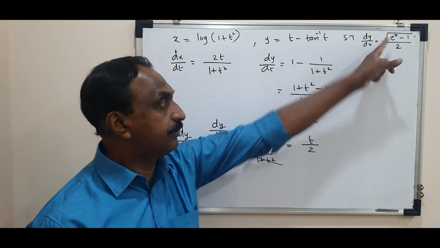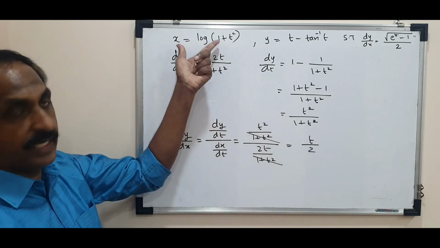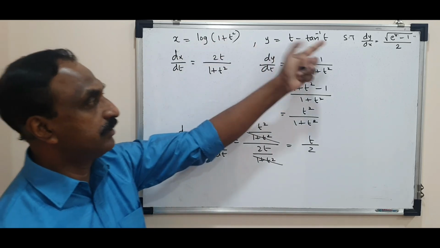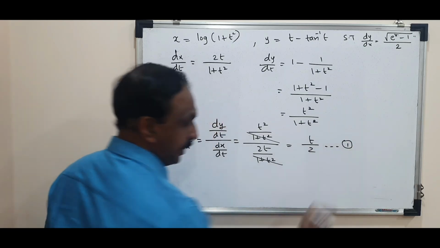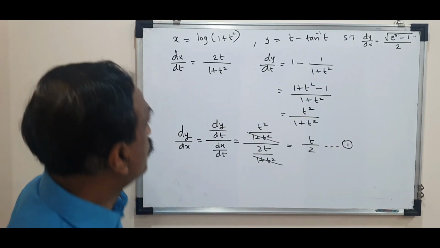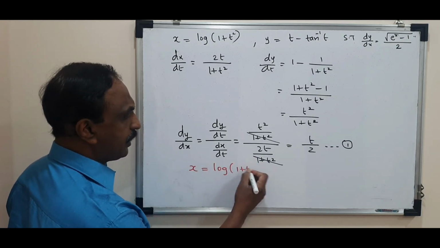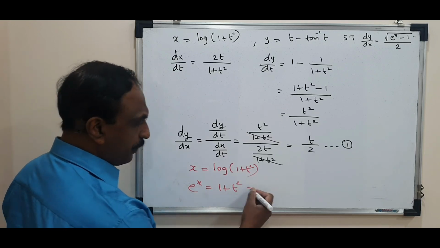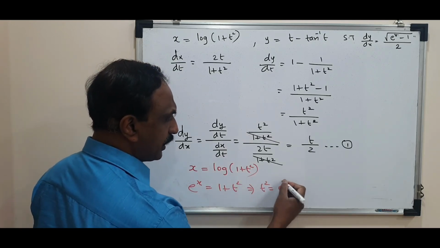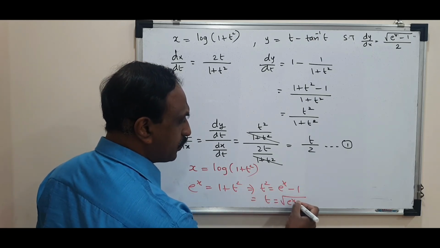Now it is very easy. I want the answer in terms of x. So from here, I can find out what is t. Make t the subject from here. I won't use this because I want the answer in x. So this is my equation 1. Now I take the function x equal to log of 1 plus t square. So e raised to x is 1 plus t square, which implies t square is e raised to x minus 1. So what is t? Root of e raised to x minus 1.